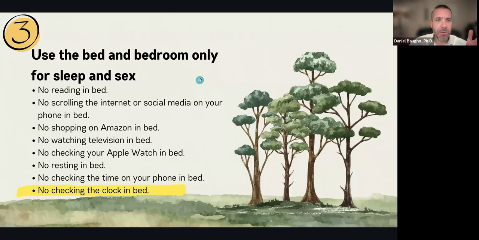Also, no checking the time on your phone in bed. No checking the clock in bed. This is a big one, and I mentioned this earlier. If you have a clock in your room, one of the best things you can do for yourself tonight is turn that clock away from you when you go to bed, or put a towel over it so that you can't see what time it is.